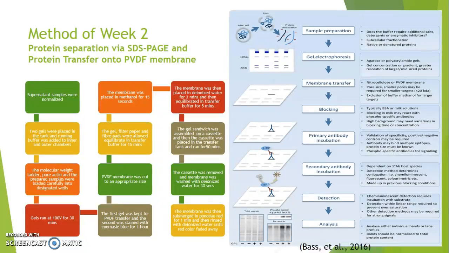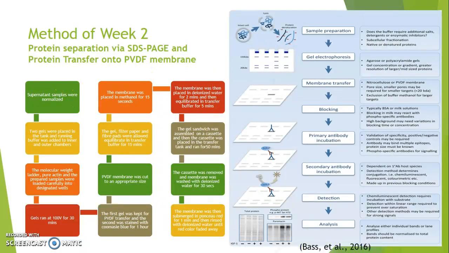The gel sandwich was assembled on a cassette and then the cassette was placed in the transfer tank and run for 50 minutes. The cassette was removed and the membrane was washed with deionized water for 30 seconds. The membrane was then submerged in Ponceau red for 1 minute and then rinsed with deionized water until the red colour faded away.